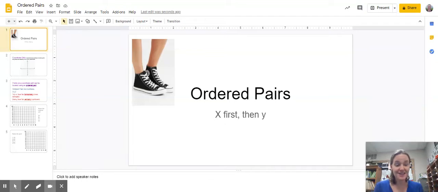Hi, fifth graders. Today we're going to talk about ordered pairs. No, we're not talking about ordering new pairs of shoes online. We're talking about graphing. Woohoo!